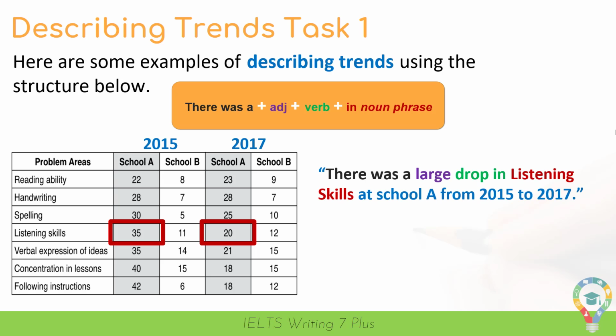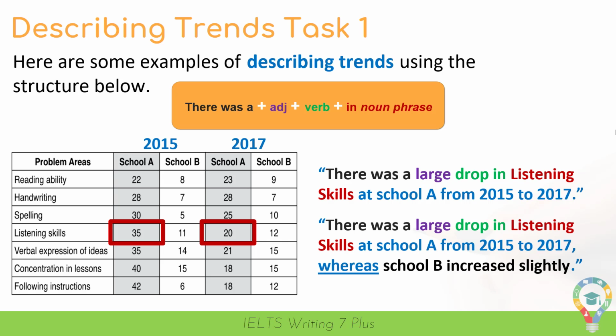So let's take a look. There was a large drop in listening skills at School A from 2015 to 2017. Okay, and next up we have, there was a large drop in listening skills at School A from 2015 to 2017, whereas, so we're comparing now, School B increased slightly from 11 to 12 over the two different years.